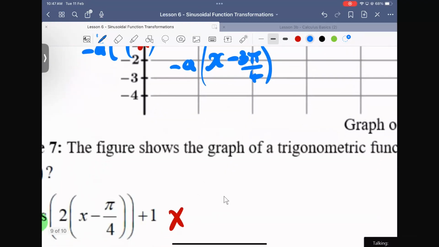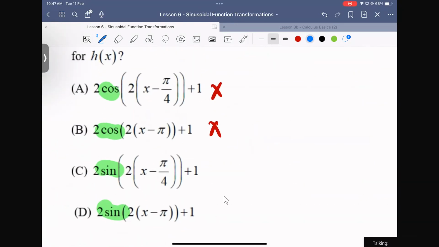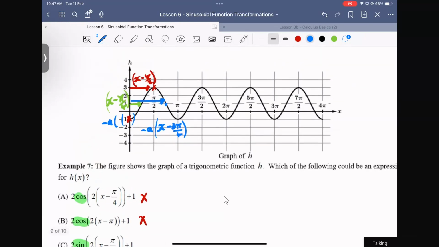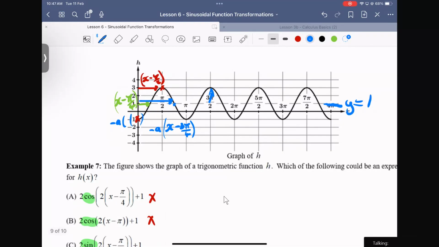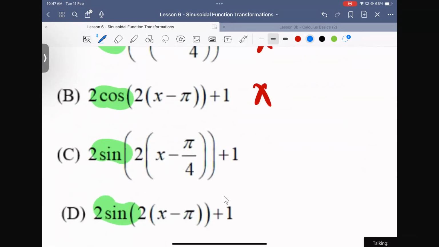So we need minus 1/4 pi or minus 3/4 pi. We got minus 1/4 pi, so it should be C here on this one. Let's just check the other bits and pieces. Our amplitude is going to be 2. Our midline is there at y is equal to 1. And our period, from here to here, is pi. So B is equal to 2. This here at C is the correct answer.